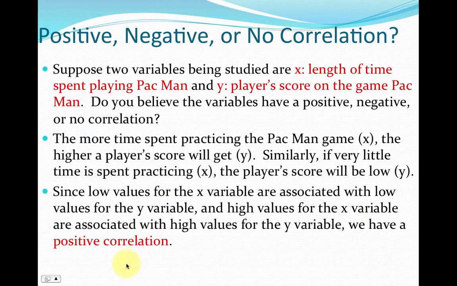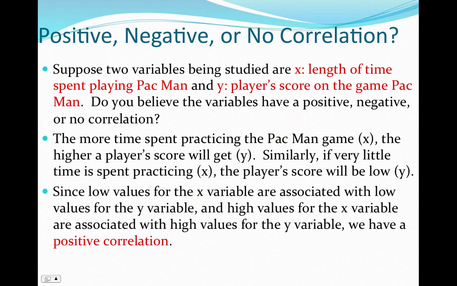So imagine that you have a horizontal axis for x, length of time spent playing Pac-Man. You have a vertical axis for y, player's score on the game, and you notice that if a person doesn't spend too much time, low x, they don't have a high score. But if they spend a lot of time, they'll have a high score. And generally the points will move upward from left to right.